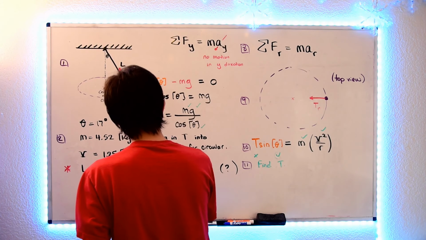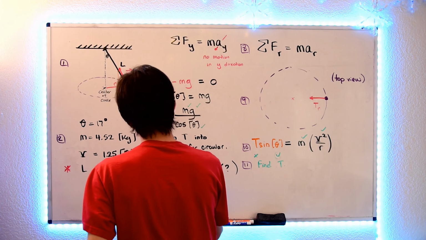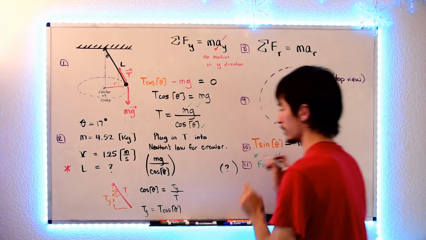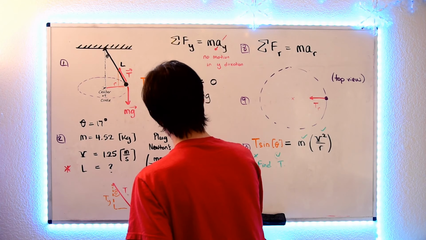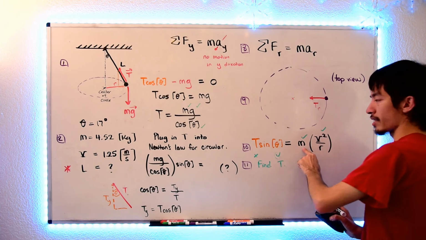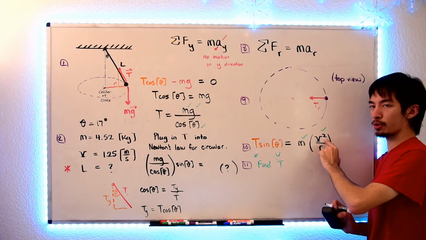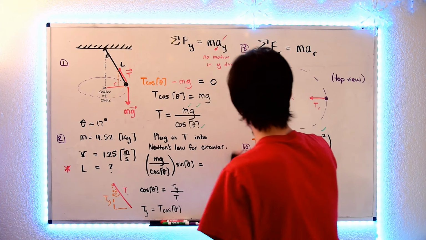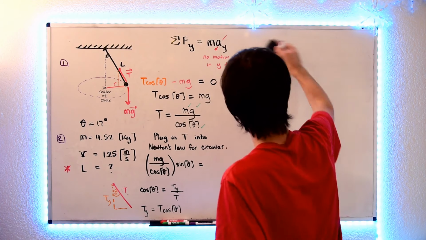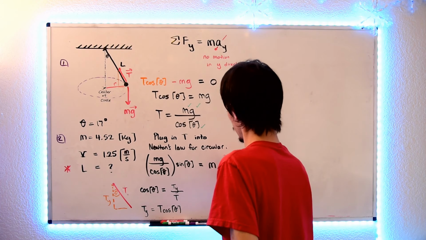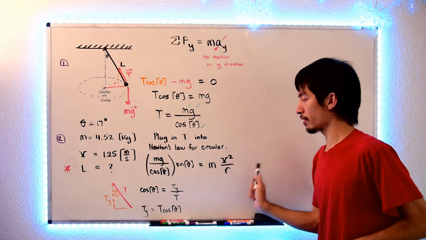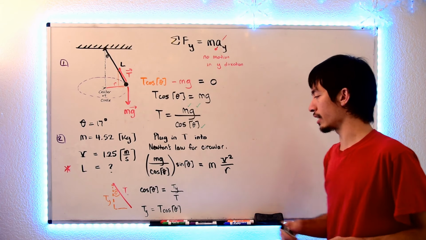So mg over cosine theta. That's now plugged in for T. We have sine theta here, equals, right side is mv squared over r. Okay, so mv squared over r. Let's write that down. So that's Newton's law for circular motion, just plugged in for T.